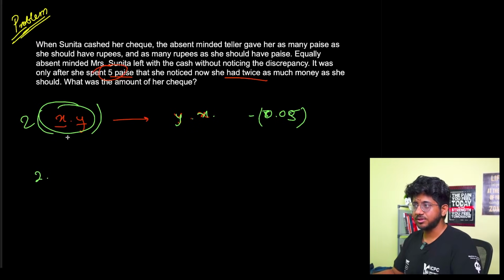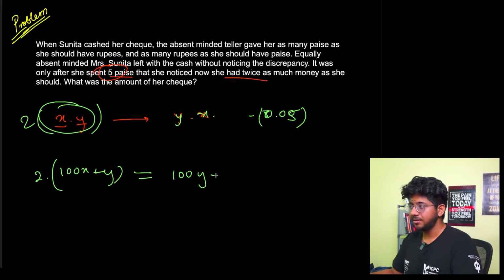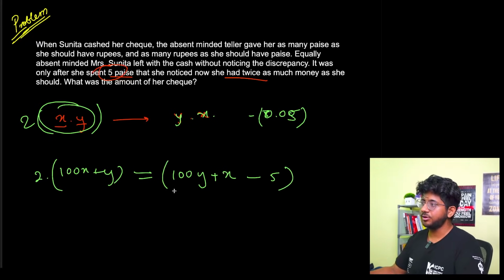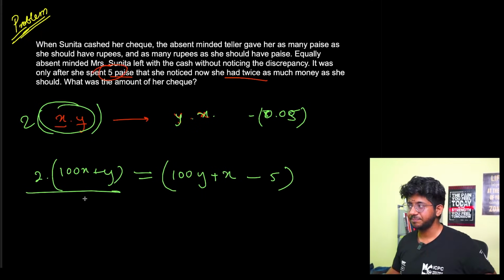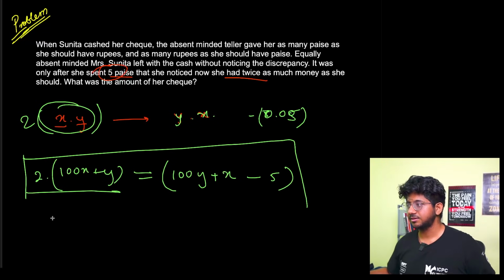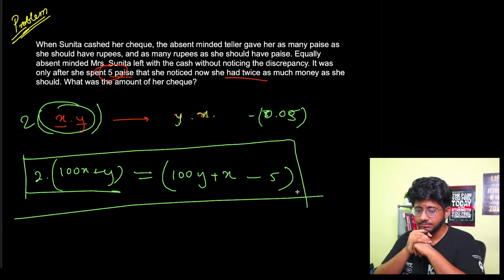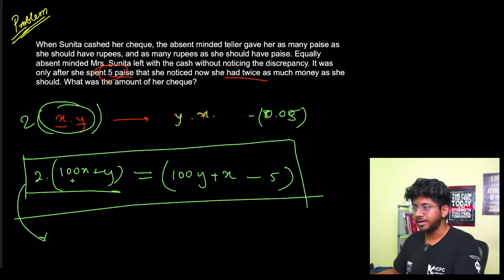So 2 times, so this is rupees, so 100x plus y, so we are converting everything to paise, is equal to 100y plus x. This is the rupees she got, the paise she got, minus 5 paise. So this is actually going to be equal to twice the amount of money that she should have actually received, right? So this is the equation given to us, if you think about it. Let's try to reduce it a little bit. 200x minus x, so I can see 199x, right?